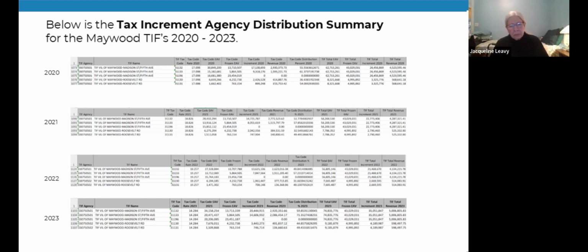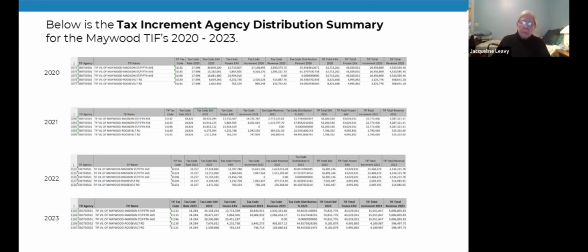So I know it may be very difficult to see, but on your screen below are the TIF distribution summaries for the TIFs from 2020 to 2023 as of current. And we'll share that information so that we can zoom in and see. And it has a lot of good information. It talks about when the TIFs were created. It gives you the specific TIF code, as well as the total amount that has been generated in that specific TIF district.